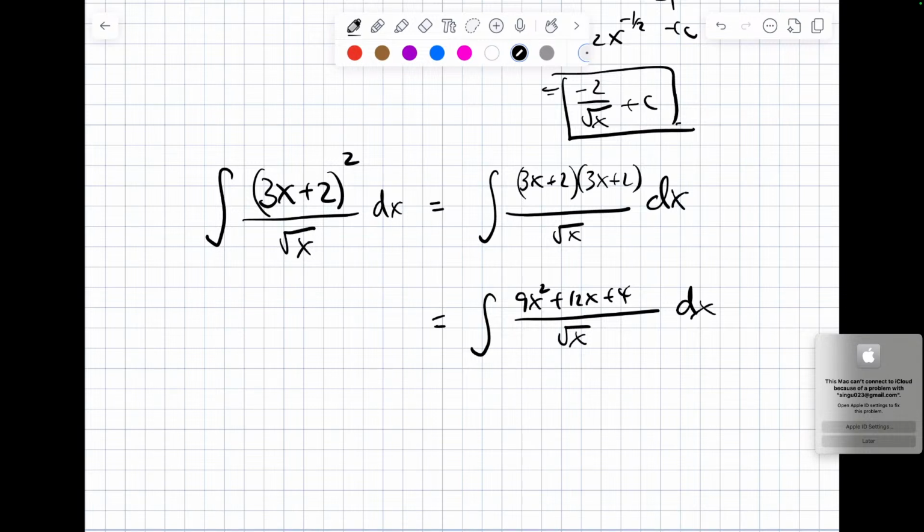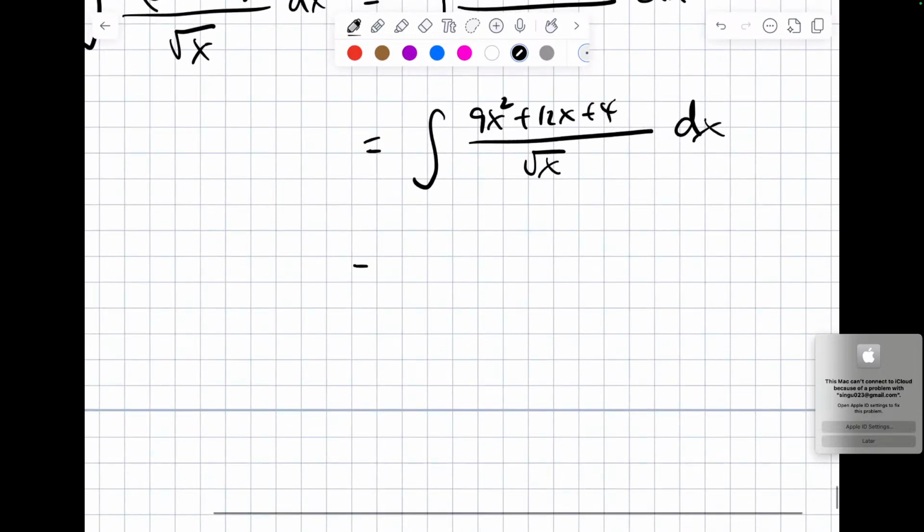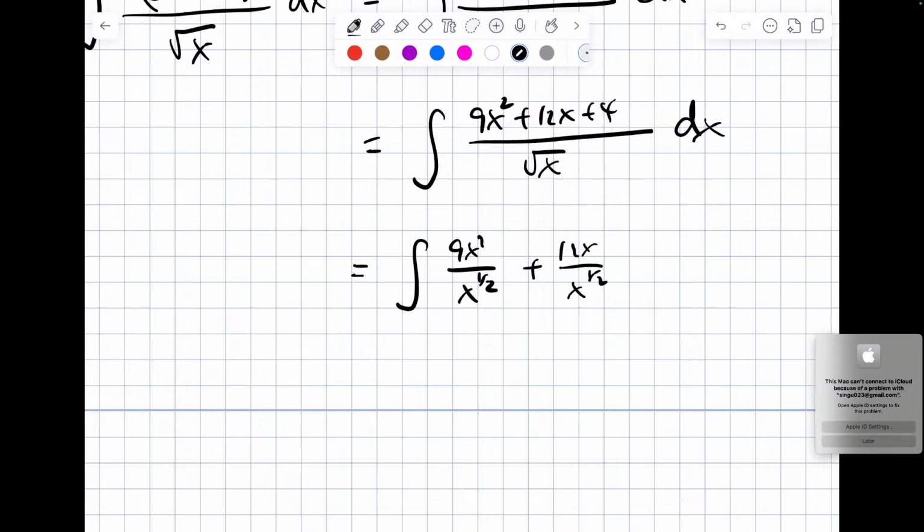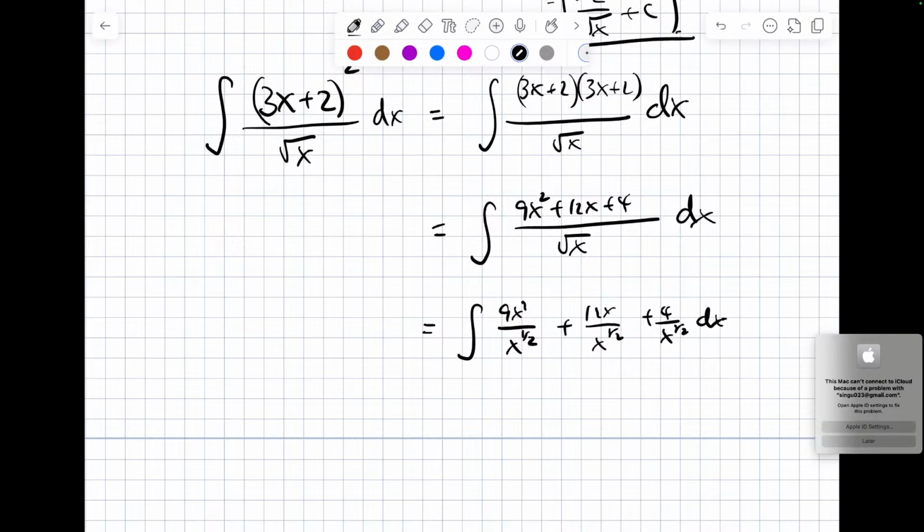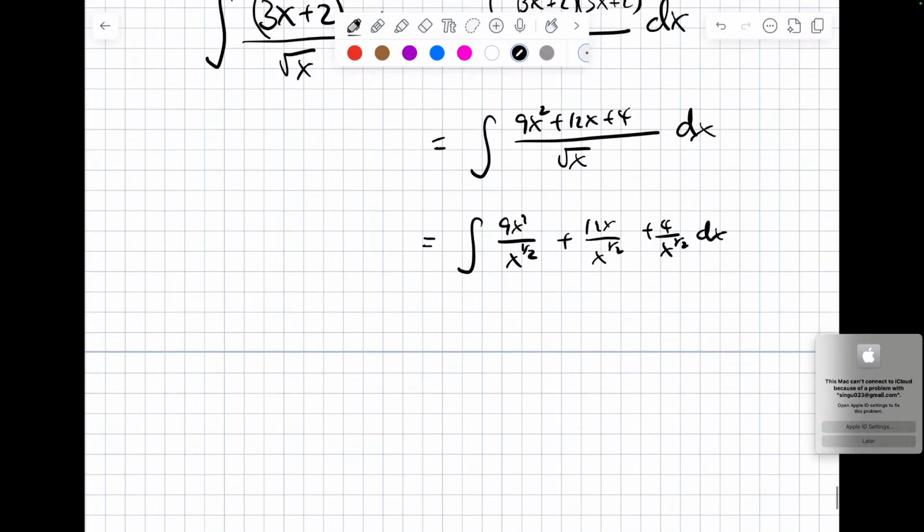What can I do here? Is there any quotient rule for integration? No, but if I were to take a derivative, how would I take a derivative? Who says split up? Good. You split up each individual term. So that's going to be 9x squared over x to the 1/2 plus 12x over x to the 1/2 plus 4 over x to the 1/2 dx. Do you realize I haven't used calculus yet? It's pretty much just algebra. You manipulate algebra until you can use the power rule.